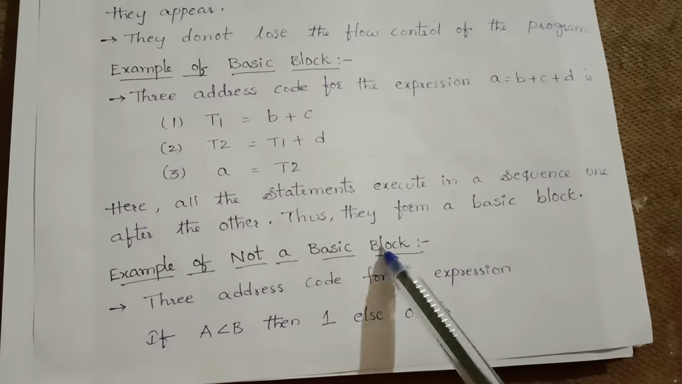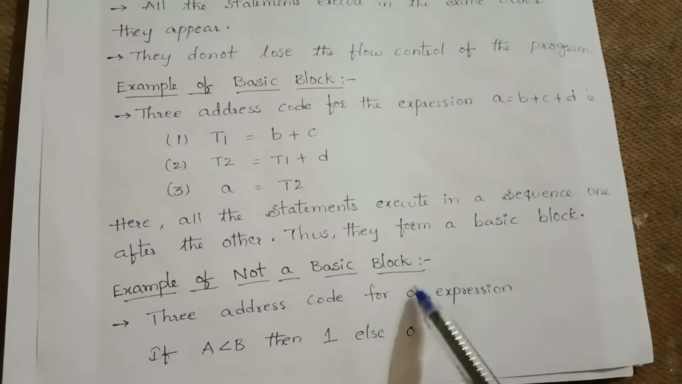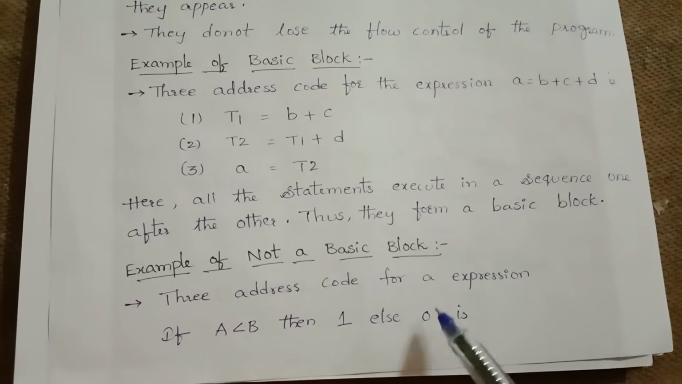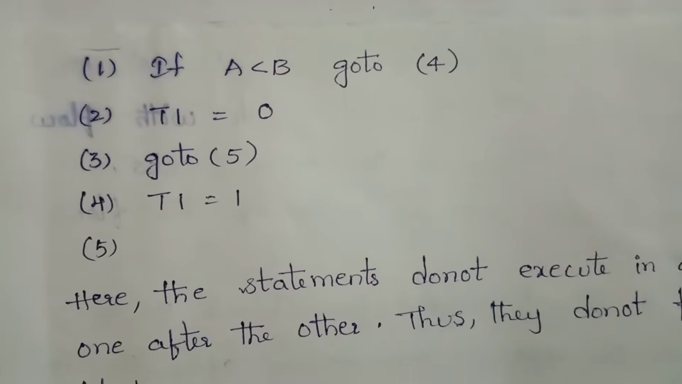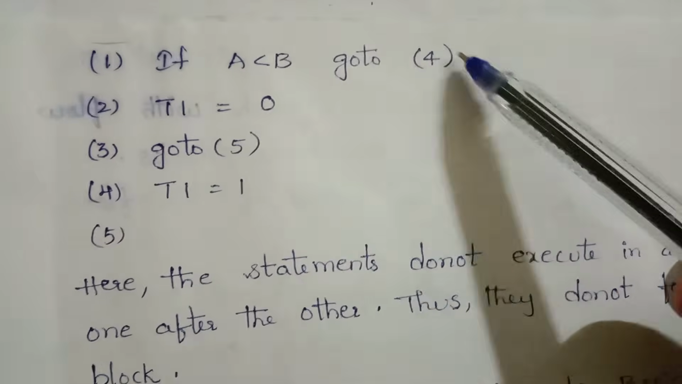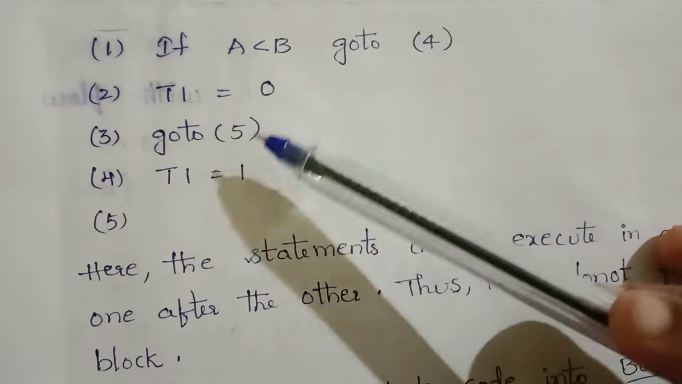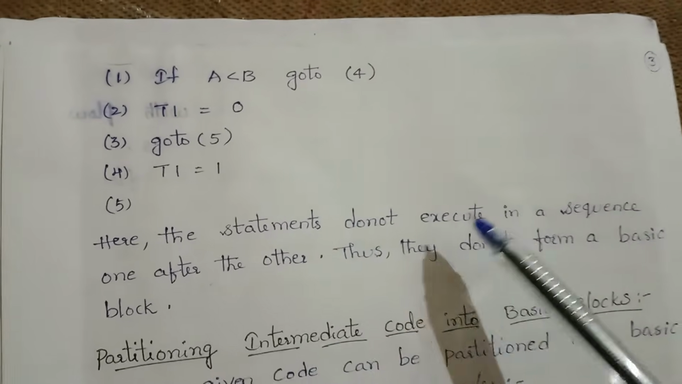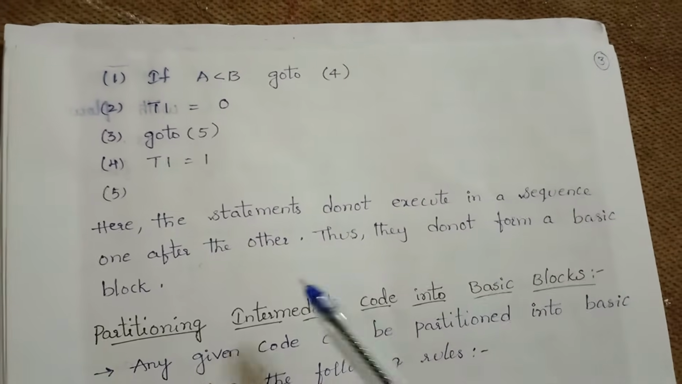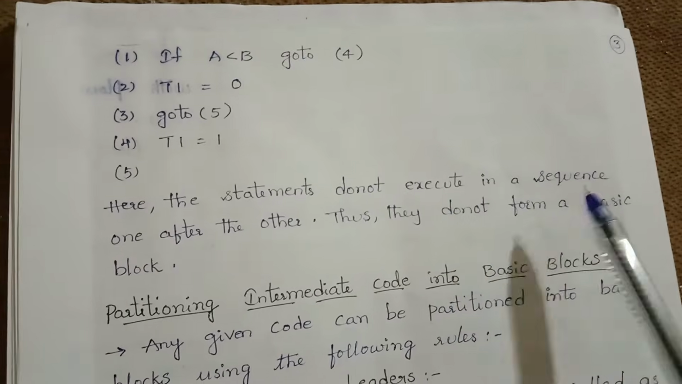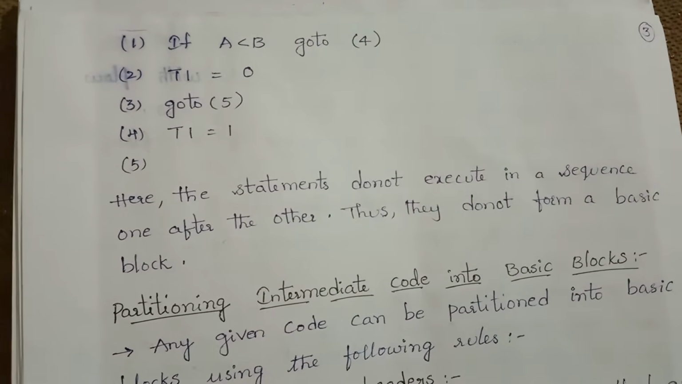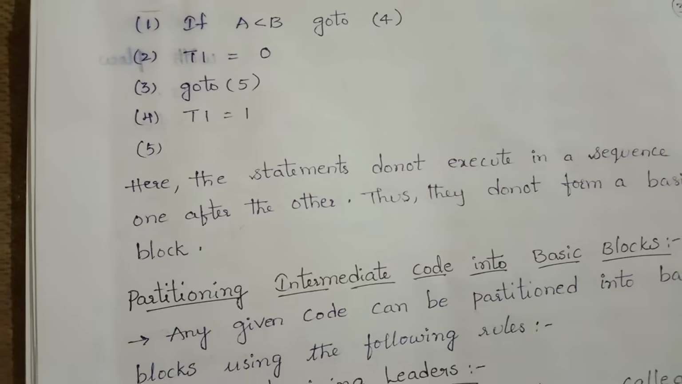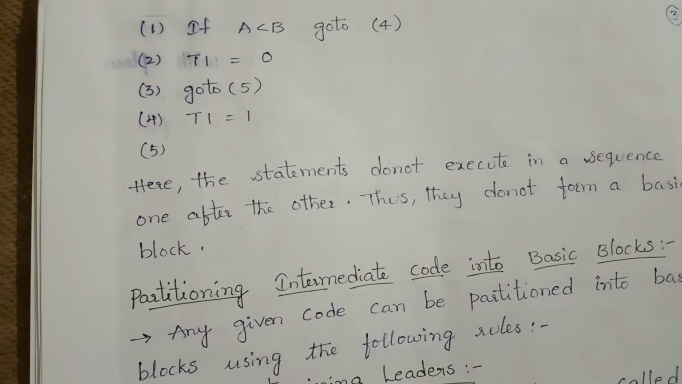So, an example of not a basic block. Three address code for the expression: if A < B then 1 else 0 is: if A < B go to 4, T1 = 0, go to 5, then T1 = 1. Here the statements do not execute in a sequence one after the other. Thus they do not form a basic block. So in order to form a basic block, the statements should be executed one after the other. If not, they cannot form a basic block.